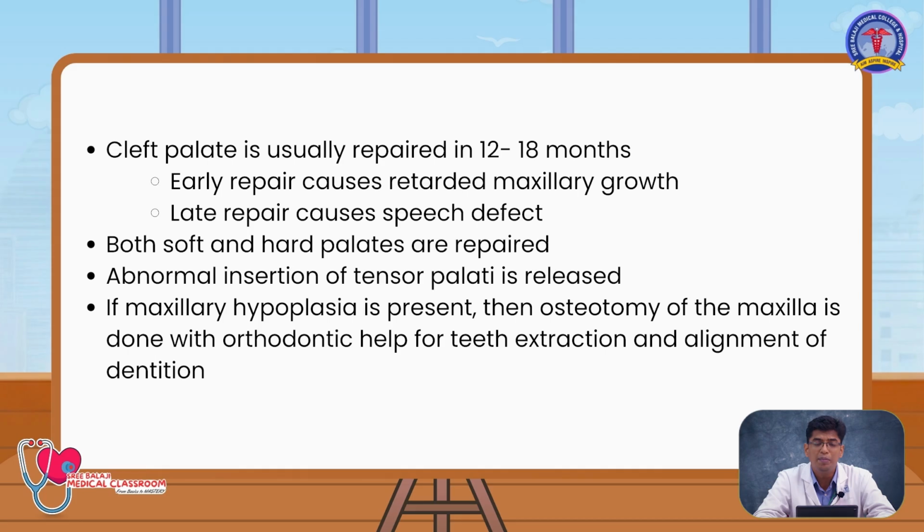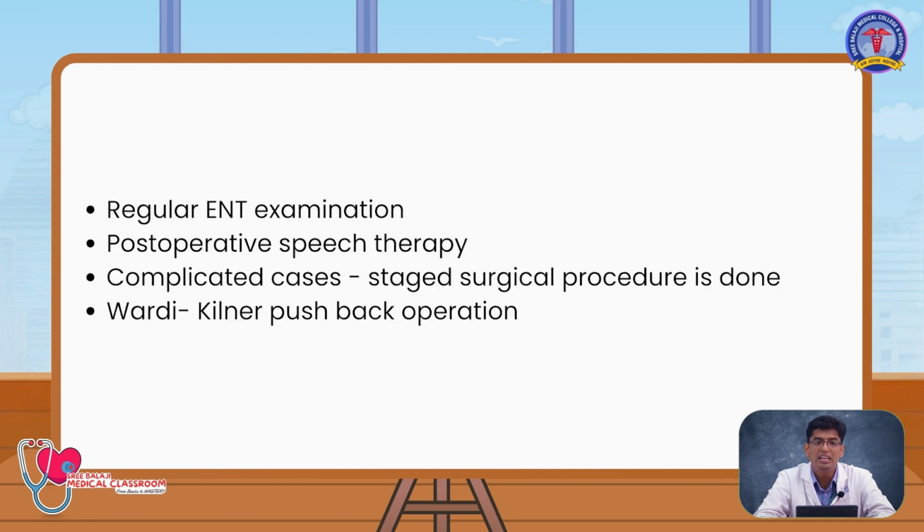If maxillary hypoplasia is present, then osteotomy of the maxilla is done with orthodontic help for dental extraction and alignment of the dentition. Regular ENT examination and speech therapy should also be given. In complicated cases, it is better to do a multi-stage procedure than a single-stage procedure. Veau-Wardill-Kilner pushback operation is commonly done.